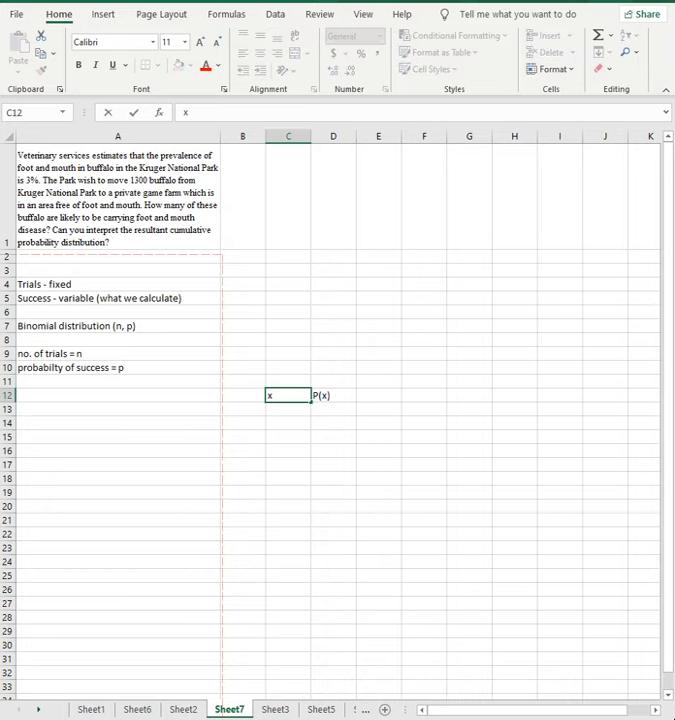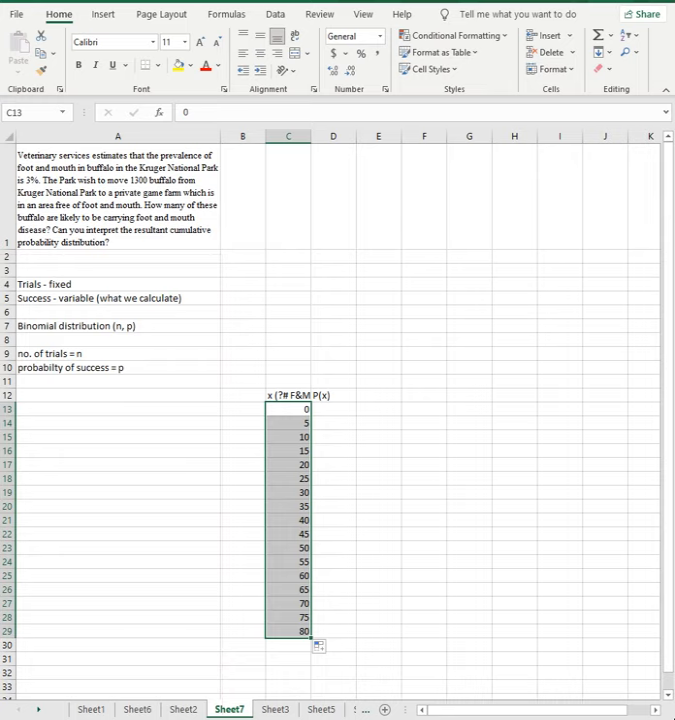So the X is going to be our number of successes, which in this case is the number with foot and mouth, which is success. And this is where we put the distribution function. So let's go up in, let's say 5s and see what happens. Cool. So let's just do a bunch. Let's go to 80 because we can always do more later. So let's have a look at the distribution function.